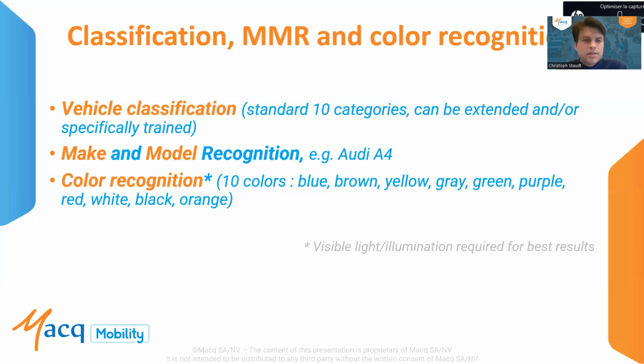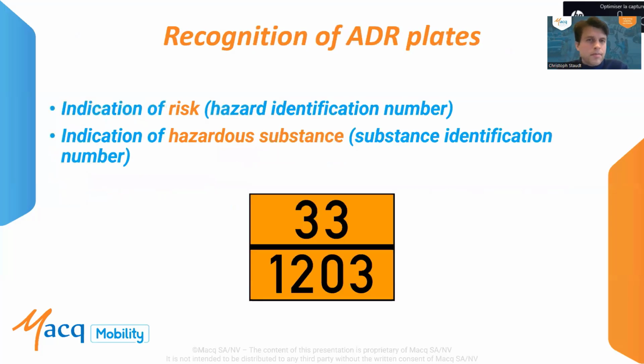During night, it's difficult. Then our camera is also detecting ADR plates. These are the plates where most of the time trucks are transporting dangerous goods. So these orange plates have the advantage to be similar to the license plate because they reflect also infrared illumination. So that means even during night, we have the same precision, accuracy like for license plates.